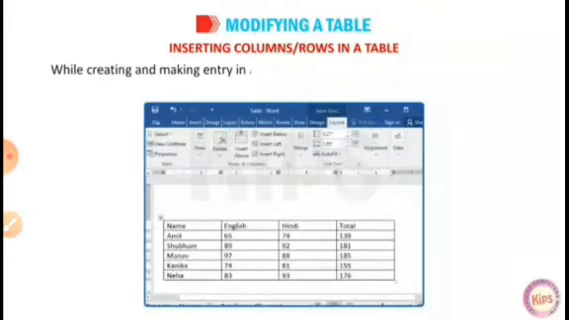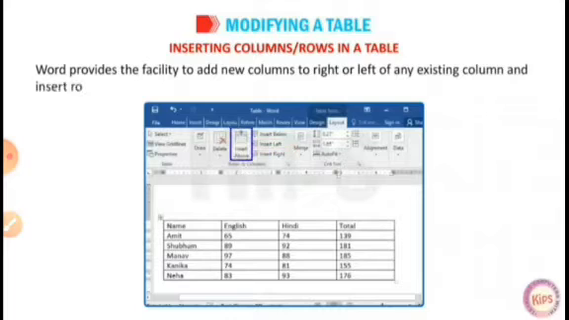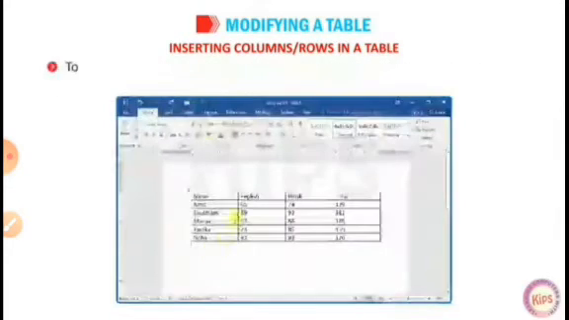Now, modifying a table: inserting a column and inserting a row in a table. While creating and making entries in a table, you might need to add columns and rows. Word provides the facility to add a new column or a new row, above or below the selected item.